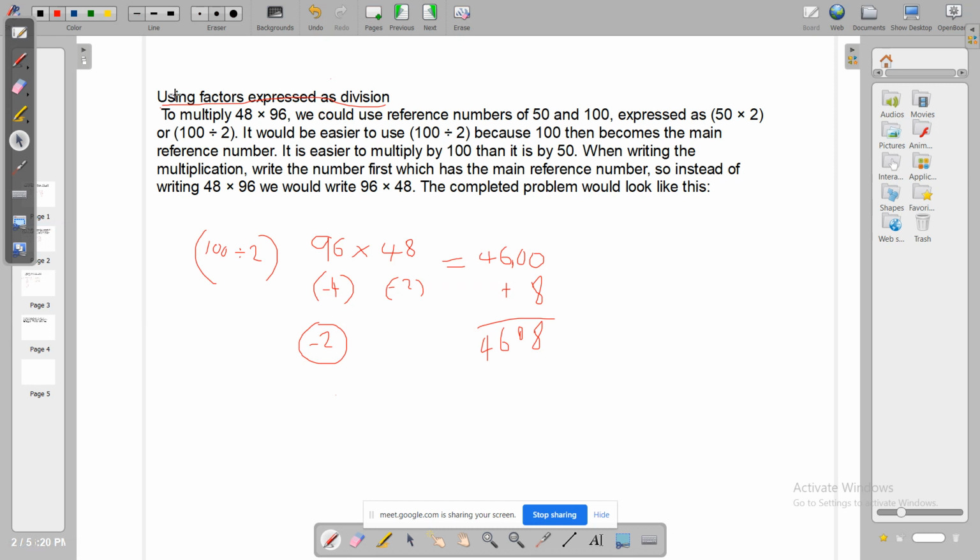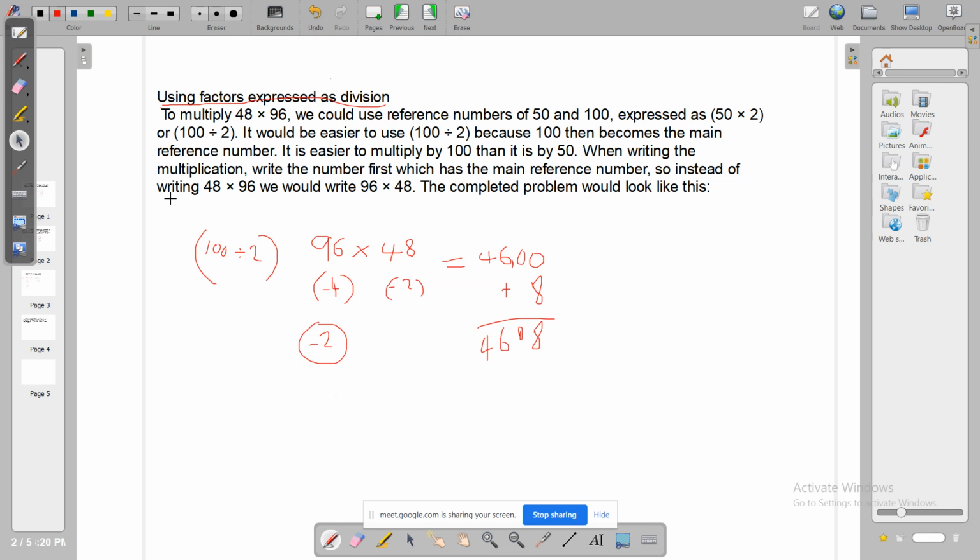So now, to multiply 48 times 96, we could use a reference number. When you check here, it's 50 and not 100. The nearest reference number you can get for 96 is 100, and 48 is also close to 50. So express it as 50 times 2. If you want to use multiplication, you can express this as 50 times 2, which will give us 100.